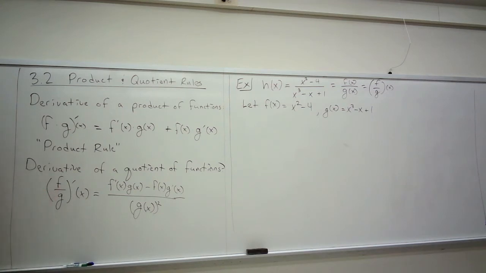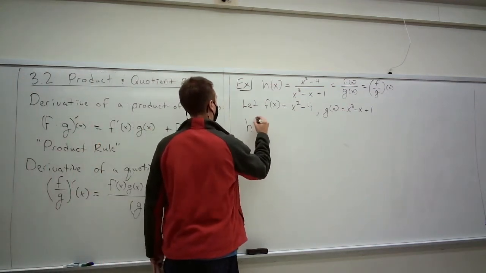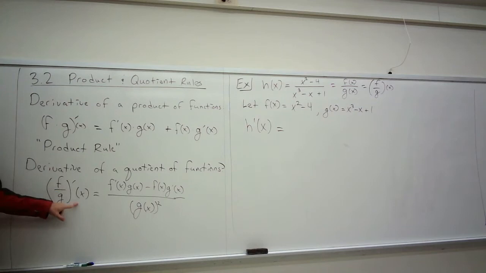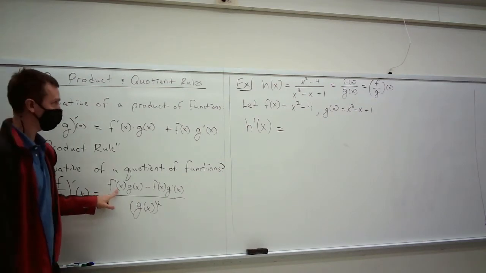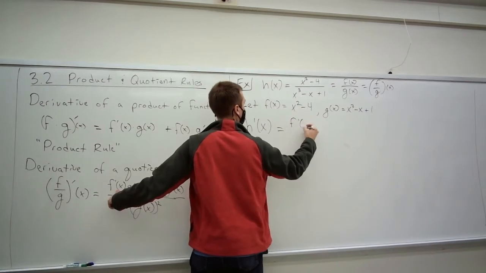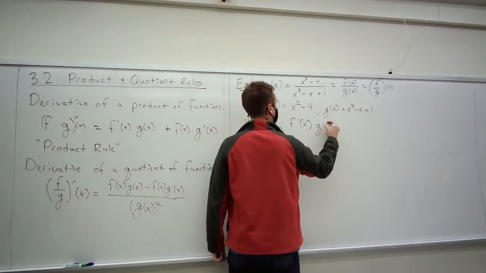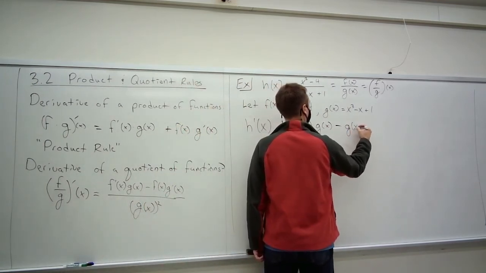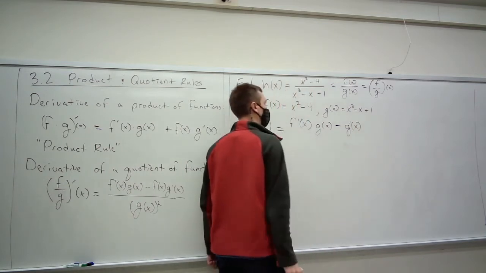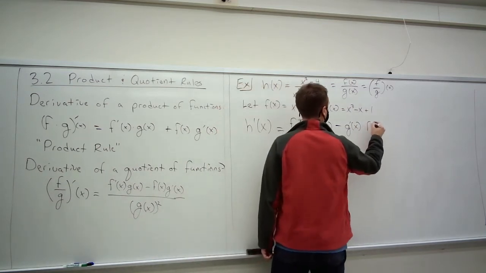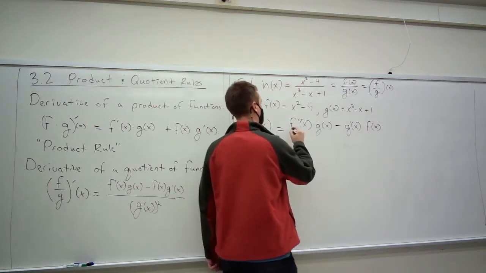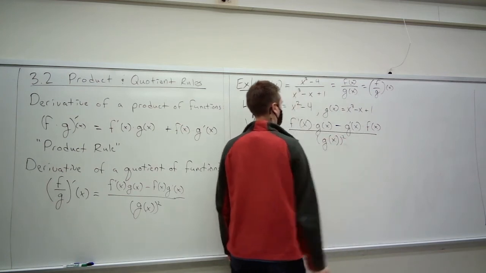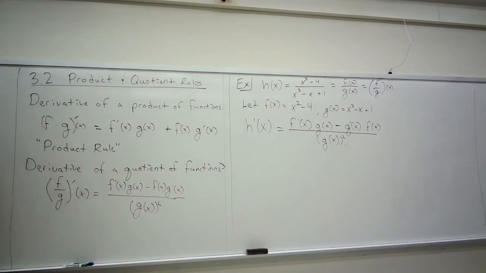To apply this rule, we just need to fill in the blanks. H prime of x is the derivative of the top times the bottom function minus the bottom function with its derivative times the original function, first top one, all divided by the bottom function, squared. So let's piece it together.